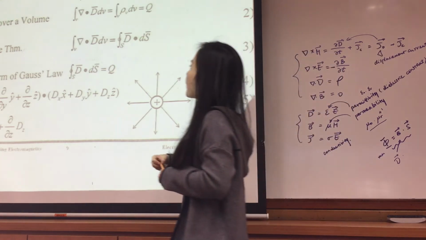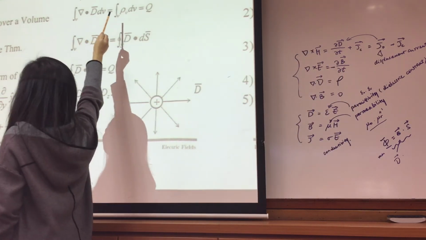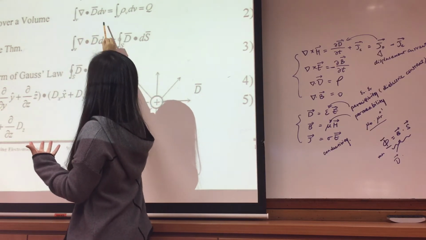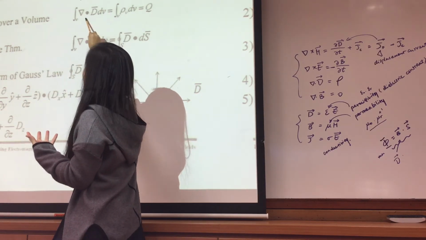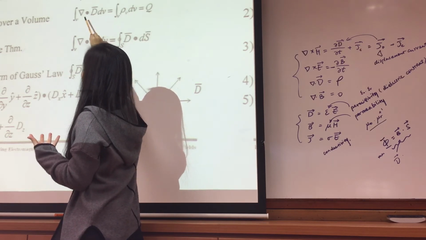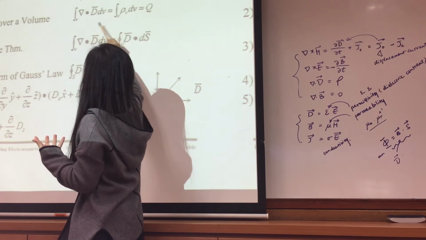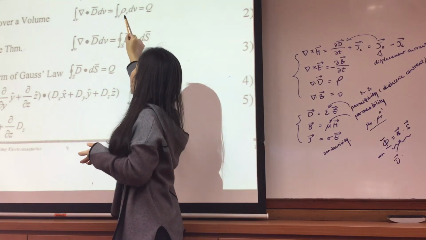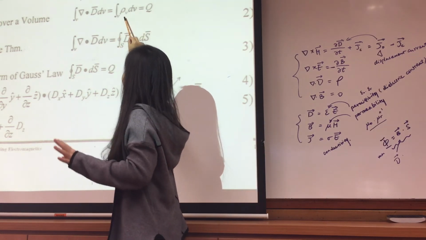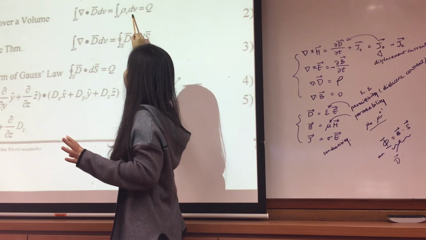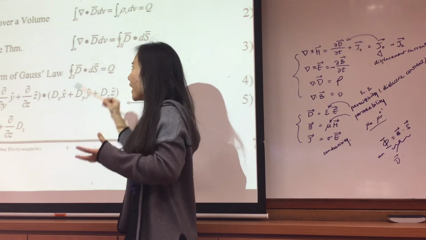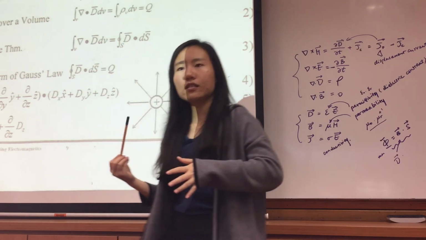This is rho V, so integrate over a volume. The divergence of D is rho V. Then you get a Q. Let's say it again: density multiplied by volume, you get a charge. This integration is needed just because the density is not a constant.